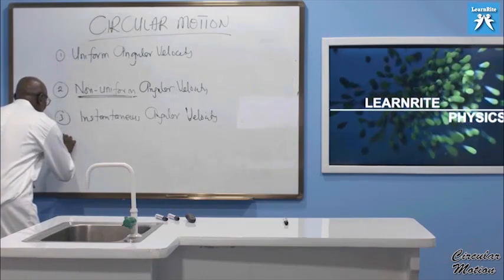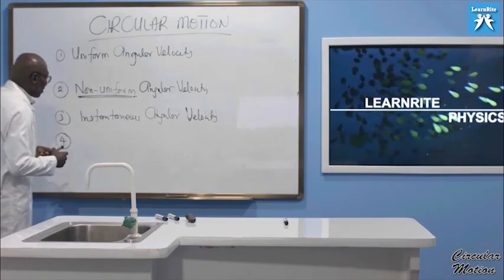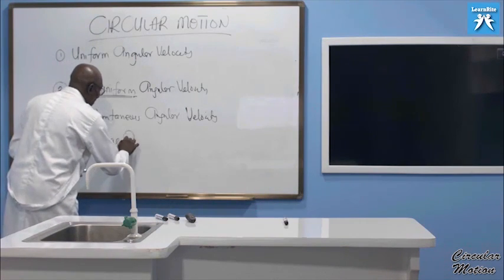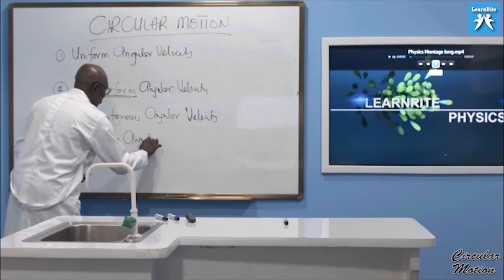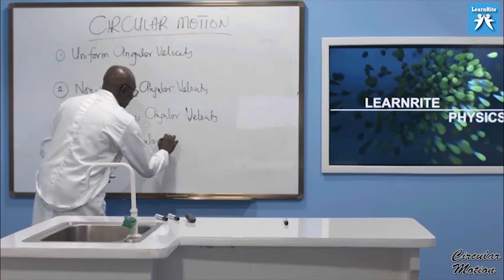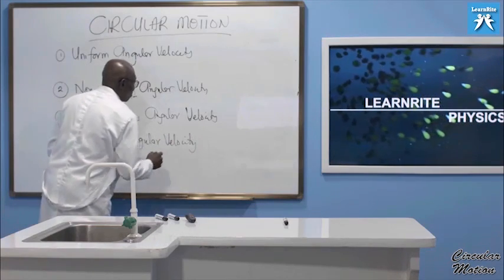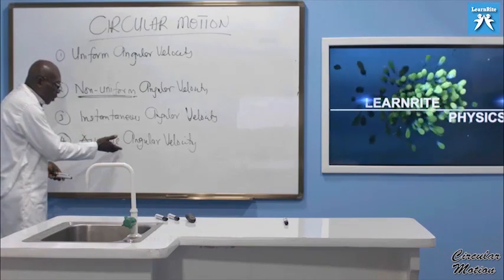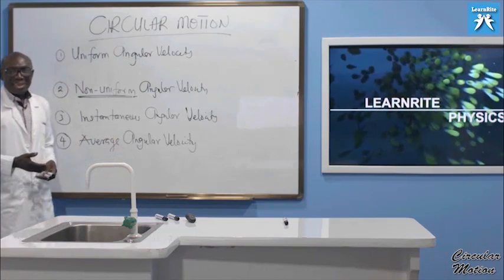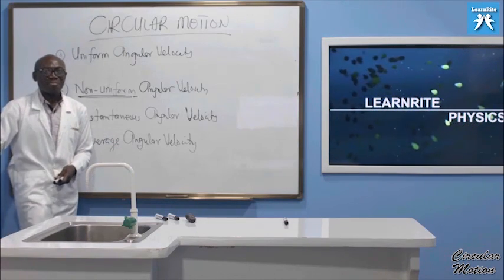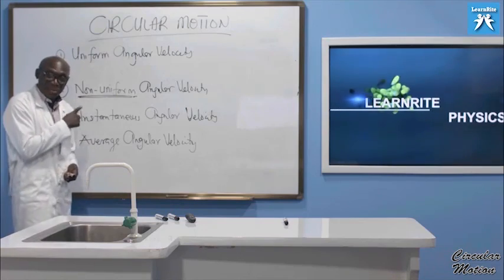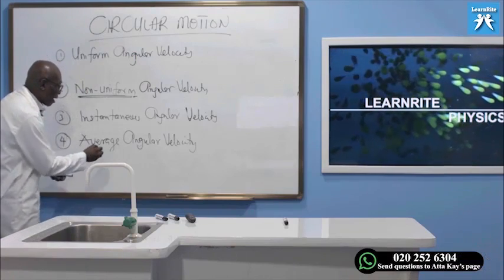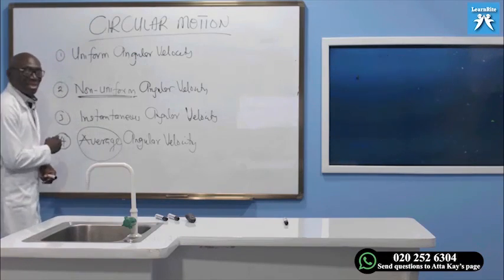The fourth type of angular velocity is the average angular velocity. Now, as far as motion is concerned, anytime you meet the word average, it is talking about total. You meet the word average in motion, it is talking about total. Now watch this. I'm going to close my eyes on this.